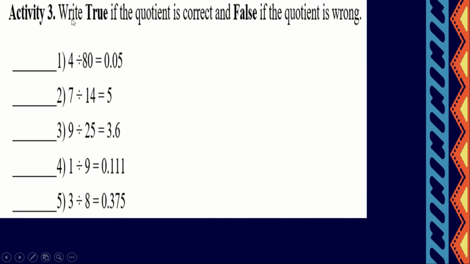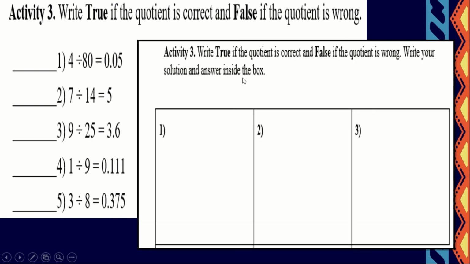For activity 3, write true if the quotient is correct and false if the quotient is wrong. Okay, here is your answer sheet. 4 divided by 80. So 4 divided by 80. So you will add 0.0. 40 divided by 80.